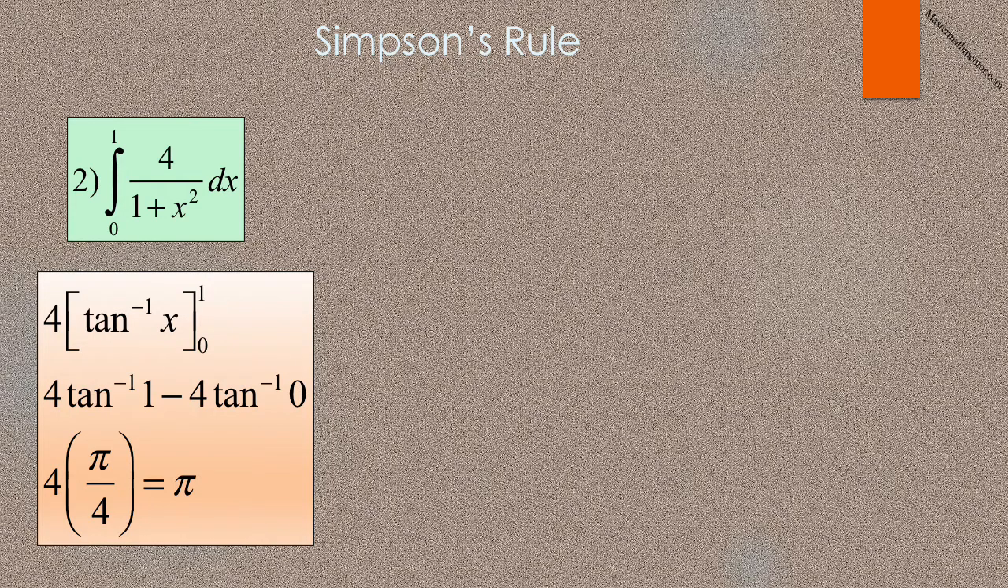The exact value is easy. We are looking at the integral from 0 to 1 of 4 over 1 plus x squared dx, which is 4 inverse tangent of x evaluated from 0 to 1, or 4 inverse tangent of 1 minus 4 inverse tangent of 0, which is 4 times pi over 4 minus 0, and our answer is exactly pi.